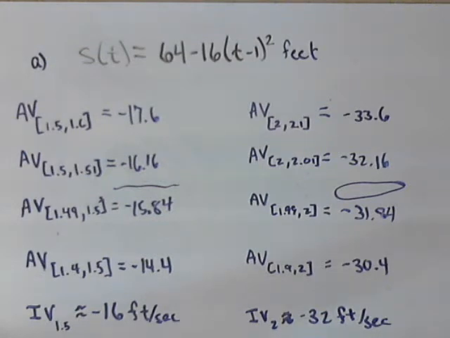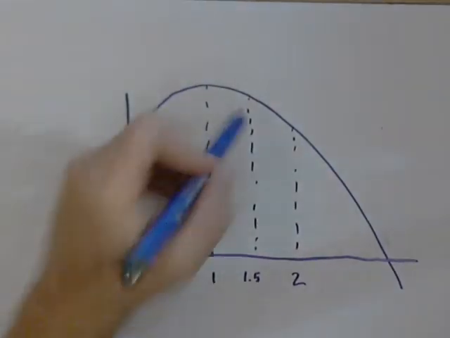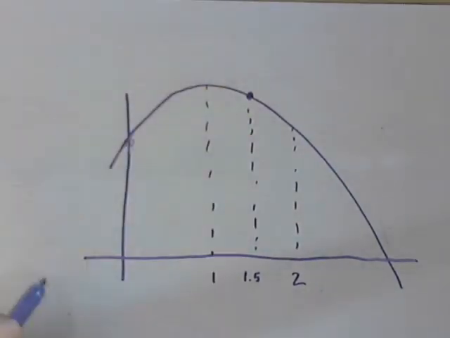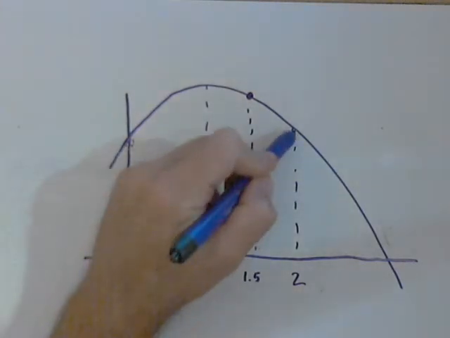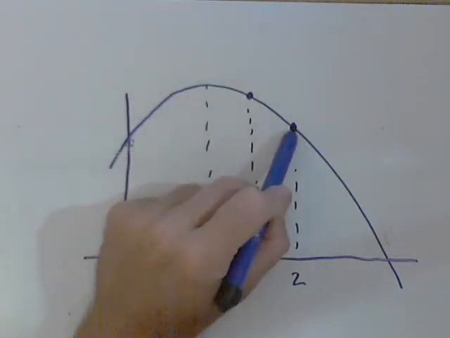Now, which one is greater? Well, it depends on what we mean by greater. The larger rate of change is negative 16 feet per second because negative 16 is a larger number than negative 32. Now, which one has the greater speed or greater magnitude? Well, that's negative 32 feet per second. If we take a look at our graph to see what's going on, we found the instantaneous rate of change at 1.5, and we found the instantaneous rate of change at 2. Well, the speed is going to be greater at 2 seconds because the ball is falling faster due to gravity.